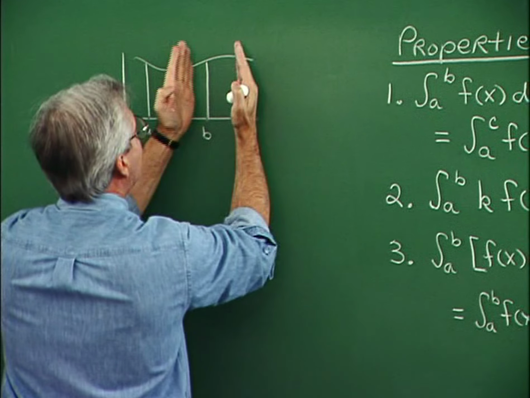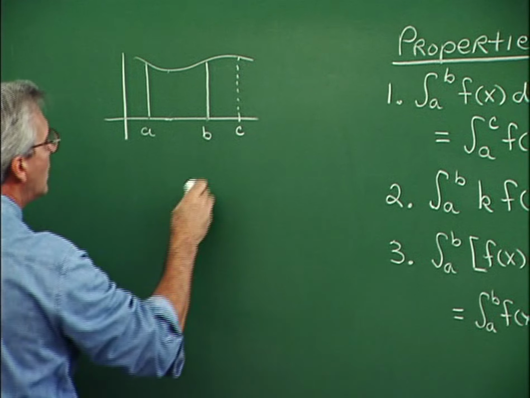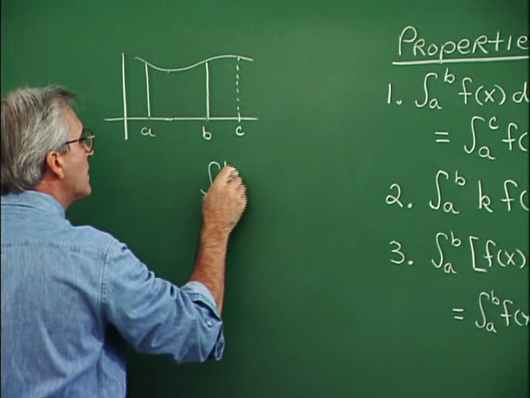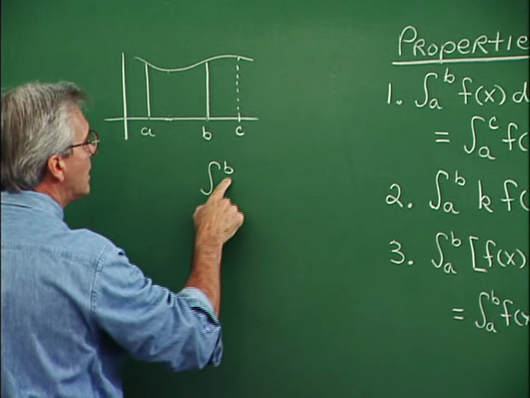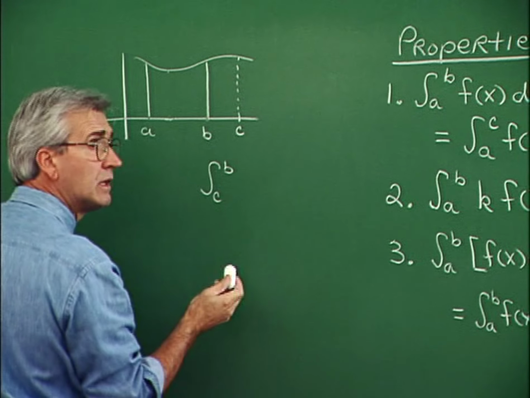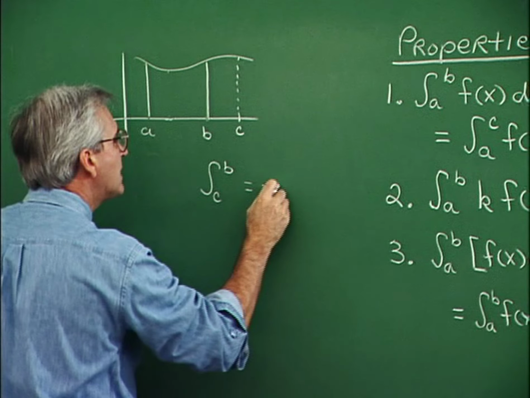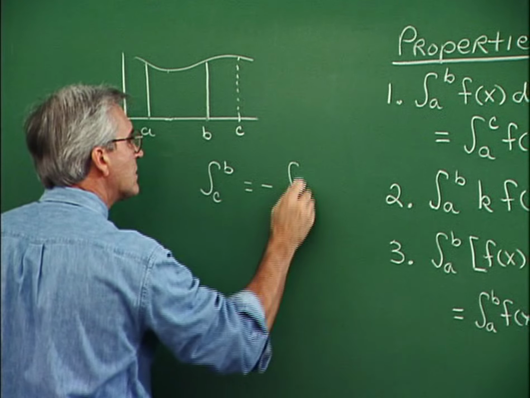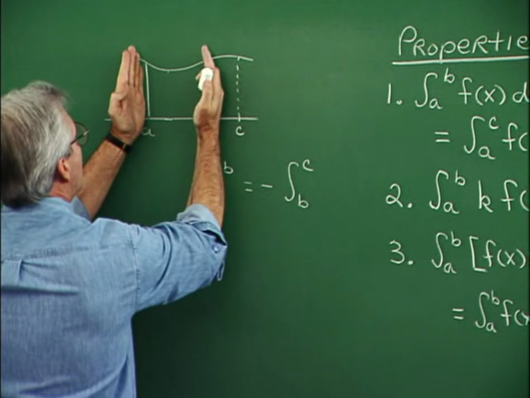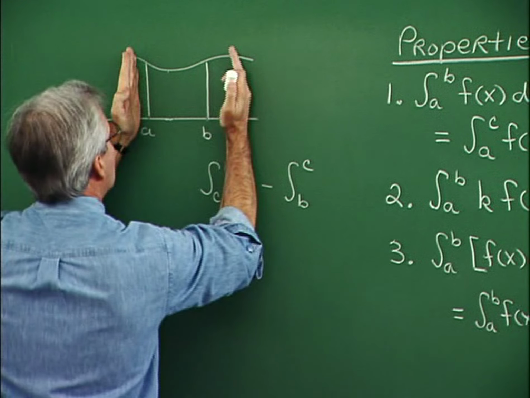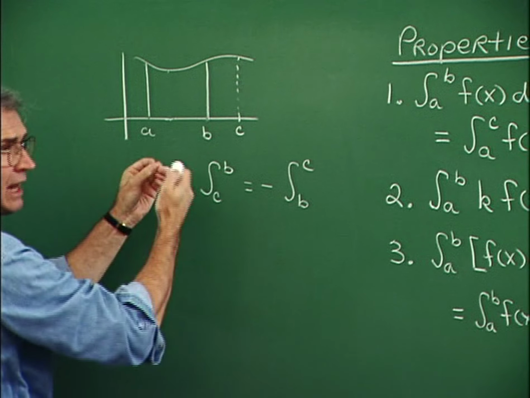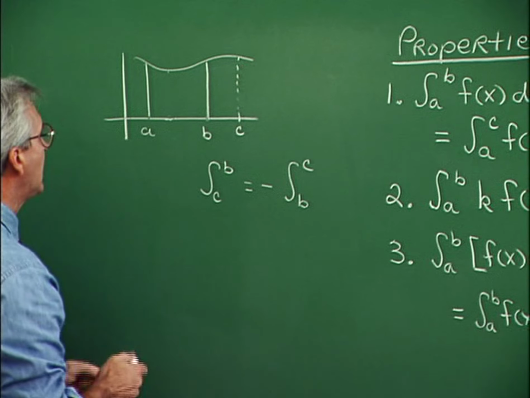I say the negative of this area because when we talk about the integral from C to B, you see lower limit, upper limit, these are not in the right order. So it turns out to be the negative of the integral from B to C. And that's why this area is equal to this area minus that area. That's what happens when C is outside of the interval between A and B.